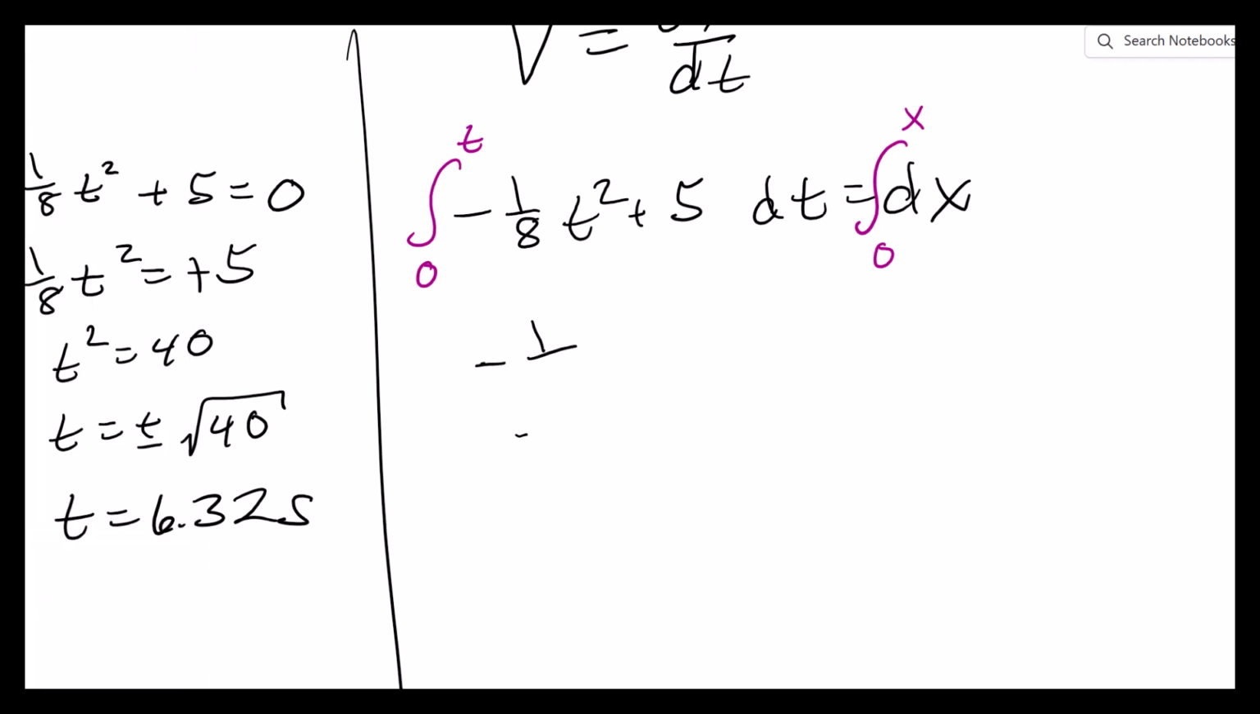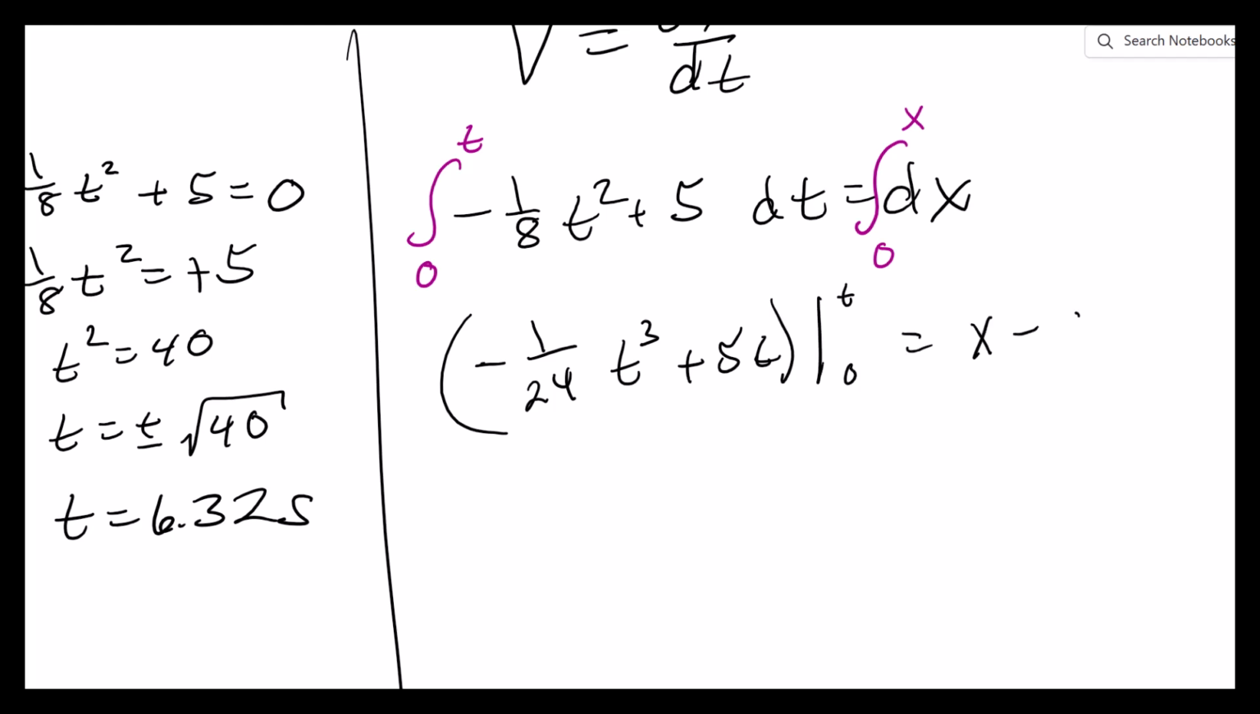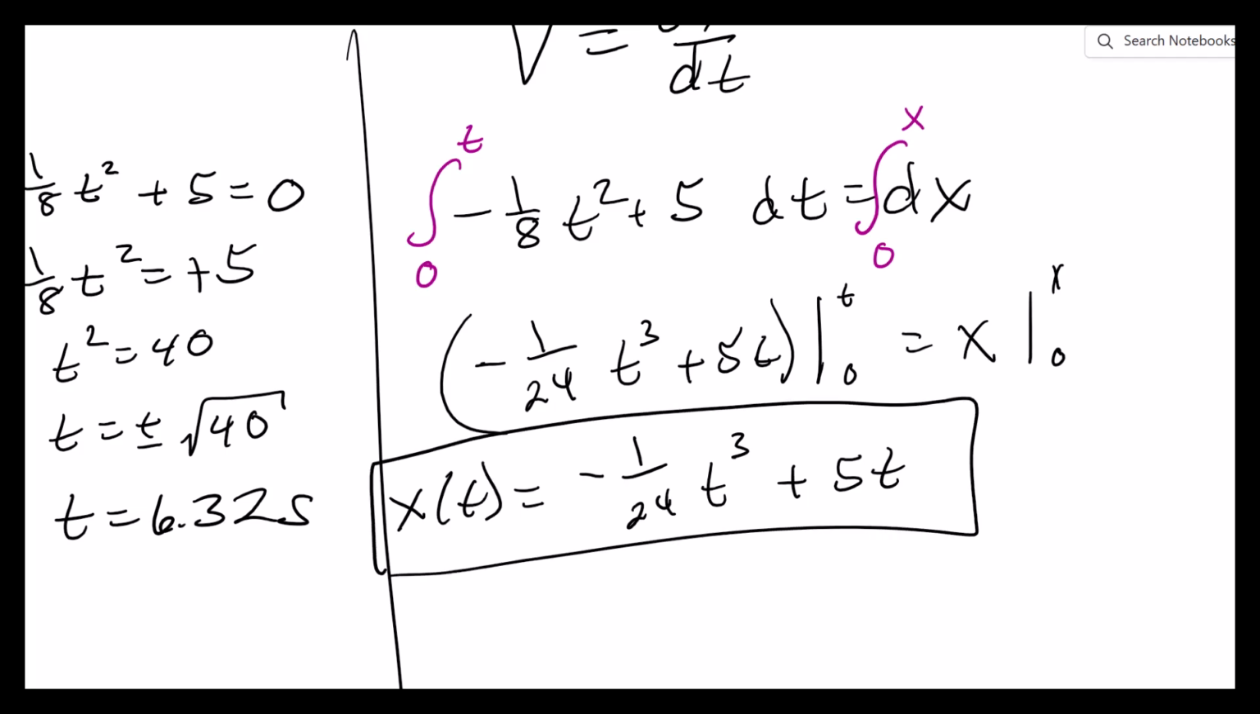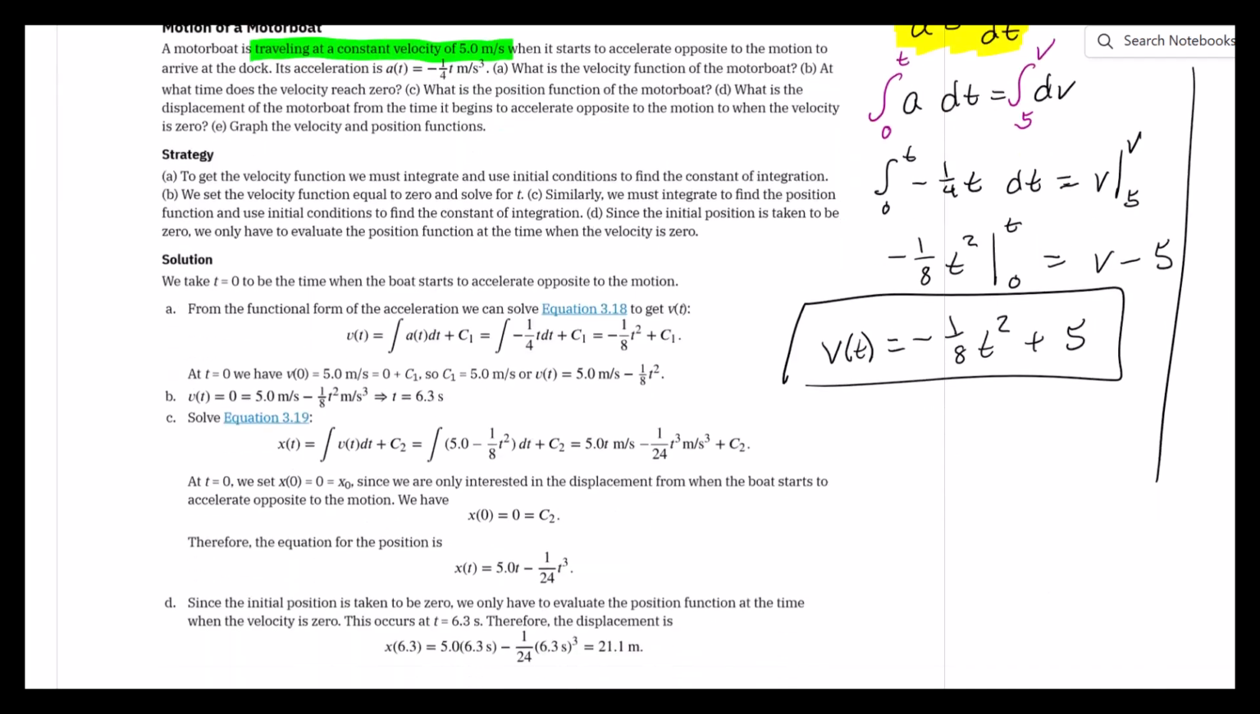So we'll go negative 1 over 24 t cubed plus 5t, going from t to 0, x minus 0. I guess I could have written x evaluated from x to 0. So negative 1 over 24 t cubed plus 5t equals x as a function of t. So that's our position function. Let's see if that's right. I just feel like I need to check.